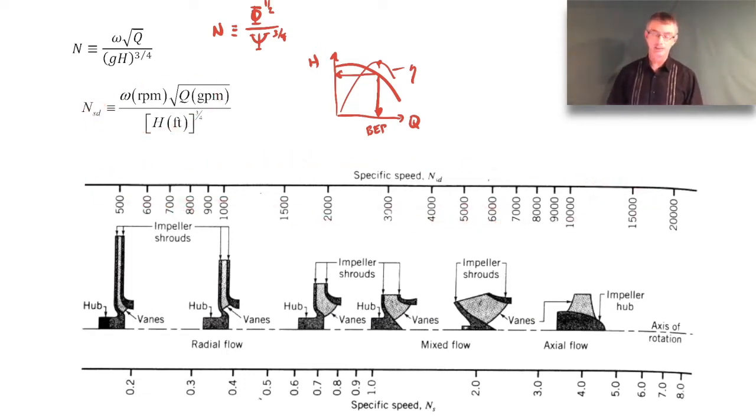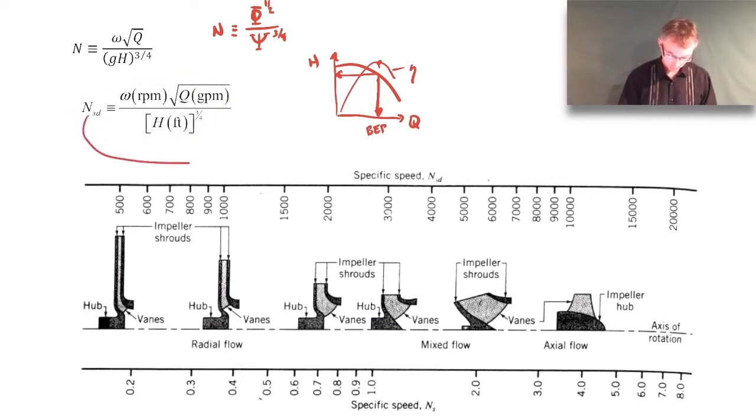But if you calculate it in this way, then you would use this axis up on the top. And the reason that's done is because in practice here in the United States, these are a common set of units that people use for quantifying parameters related to pumps: gallons per minute, feet, RPM. So rather than force people to convert to radians per second and do the unit conversions, they just define specific speed in this weird combination of units.